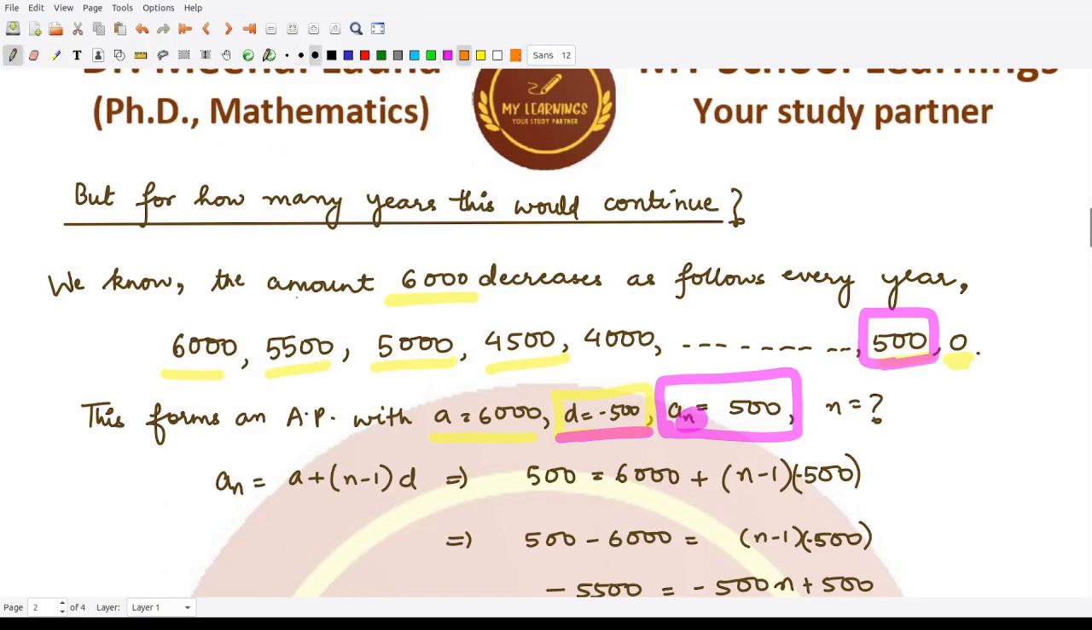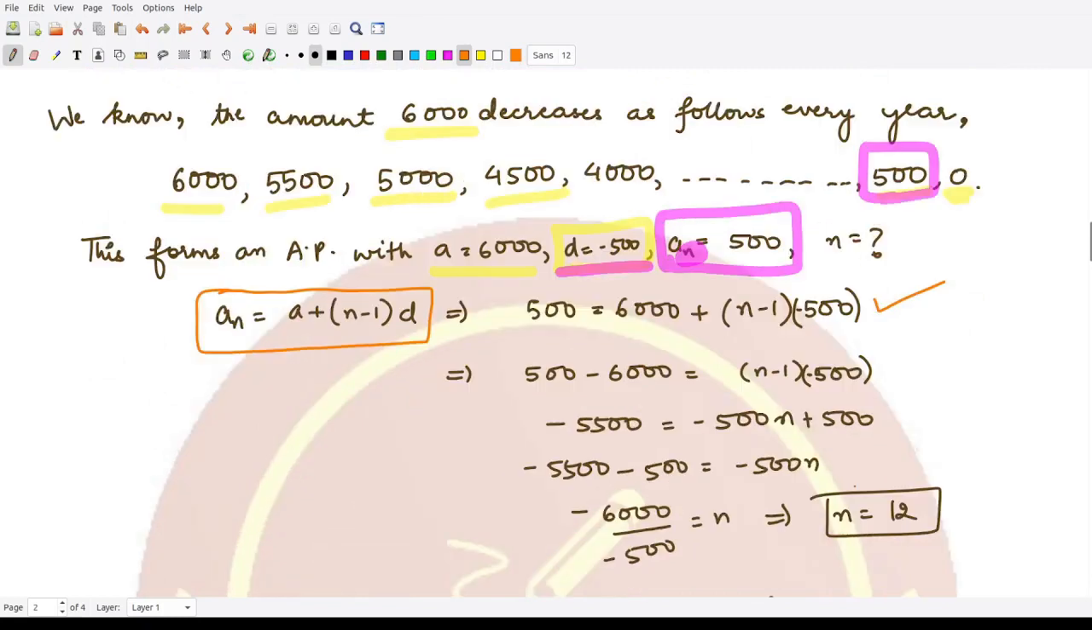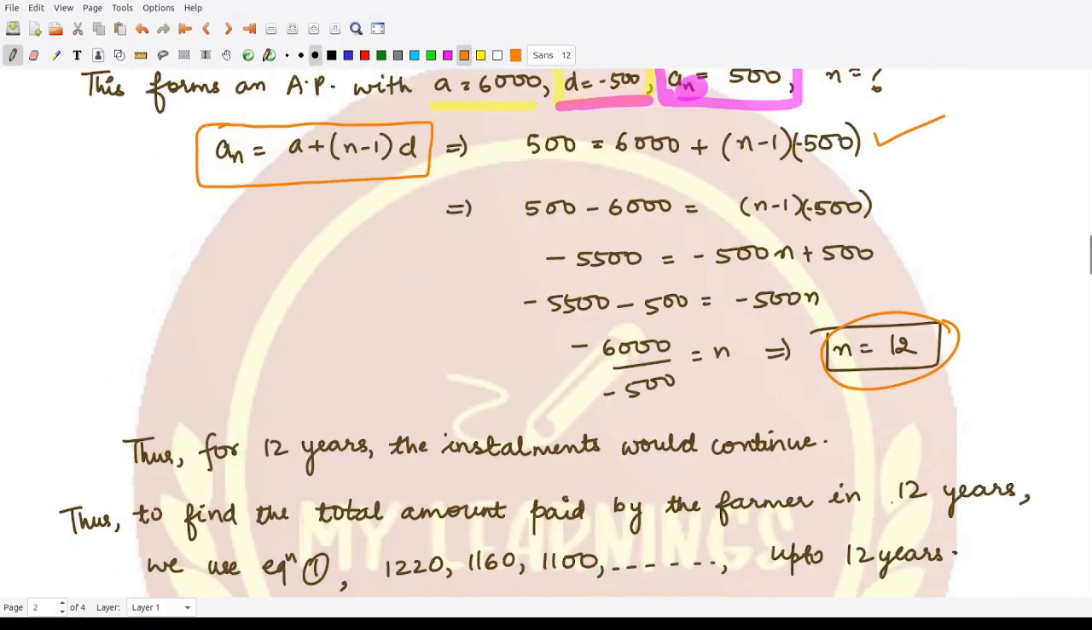Okay, so to do that we already know the formula for a_n, which is a plus (n minus 1)d. You know the value of a, the value of d is also known, the value of a_n is also known. We will calculate n from this, correct? So we can substitute all the values here and simplify for n. When you simplify, you get the value of n as equal to 12. So therefore in this case we would say for 12 years the installments would continue, right?